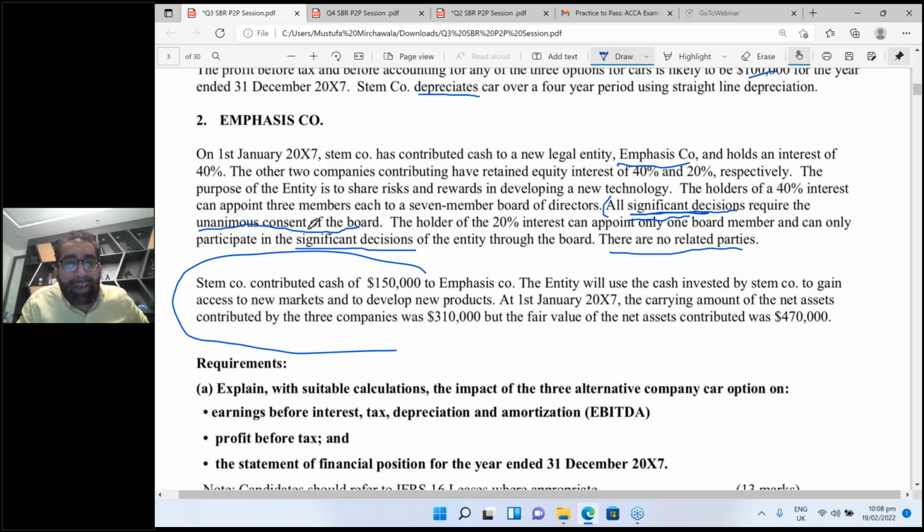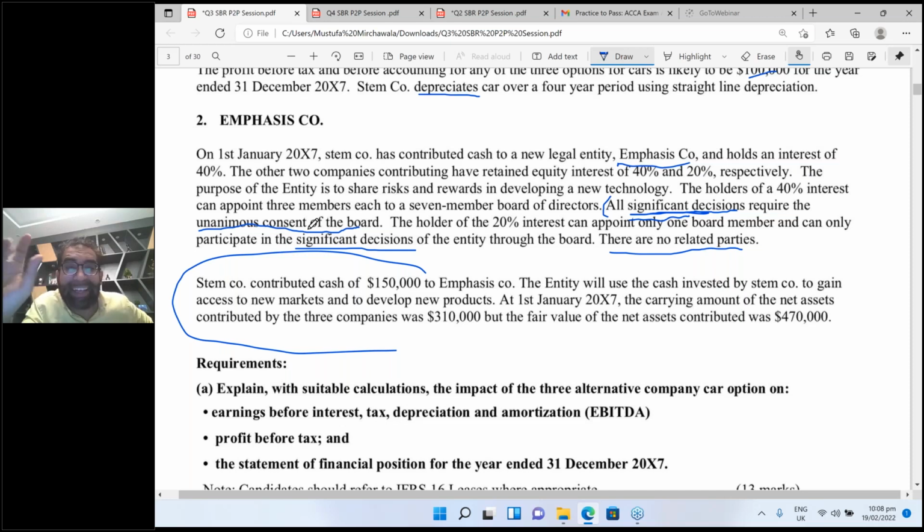So in economic reality, listen, legal holding does not matter. The real thing is decision making power. And yes, unanimous consent is with the complete board. That means that this one board member can also stop things. Okay. The holder of the 20% interest can appoint only 1 board member and can only participate.